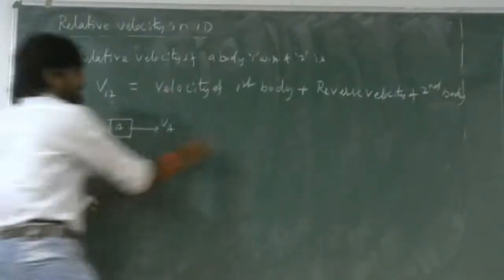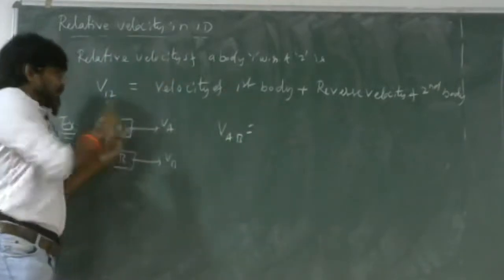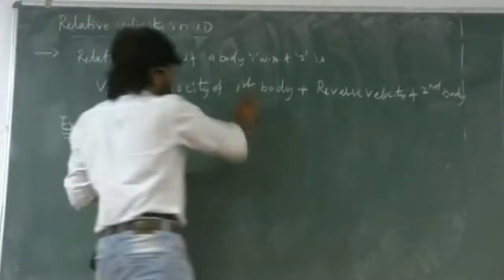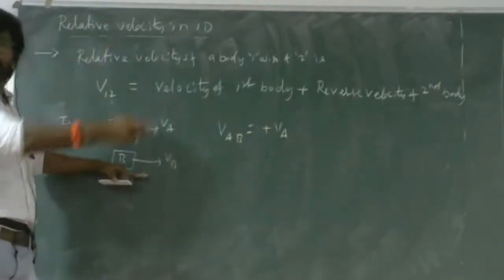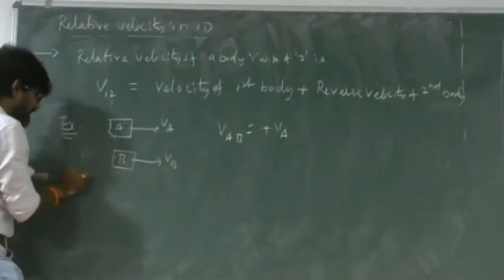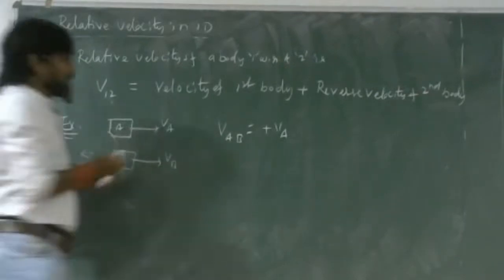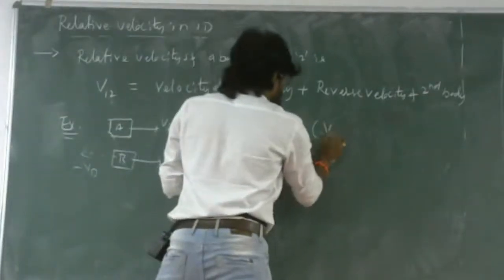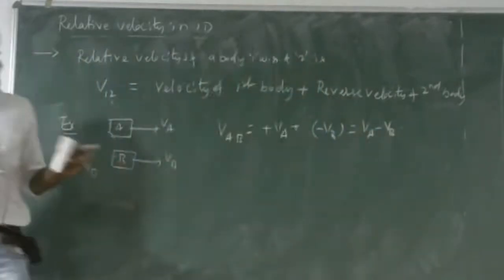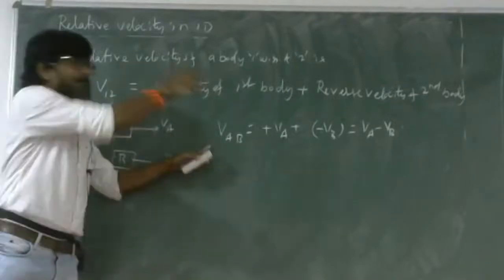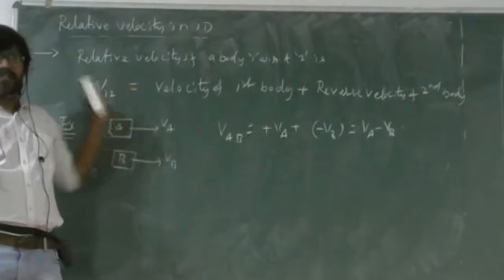Then velocity of A with respect to B is equal to what? A is moving in positive direction, so velocity of the first body is plus VA, plus reverse velocity of B. B is moving in positive direction, so reverse velocity of B will be in this direction, minus VB. That is the meaning of reverse velocity of second one. So you can write it as VA minus VB. VA minus VB is velocity of A with respect to B when both bodies are traveling in the same direction. Got it everyone? Same direction.